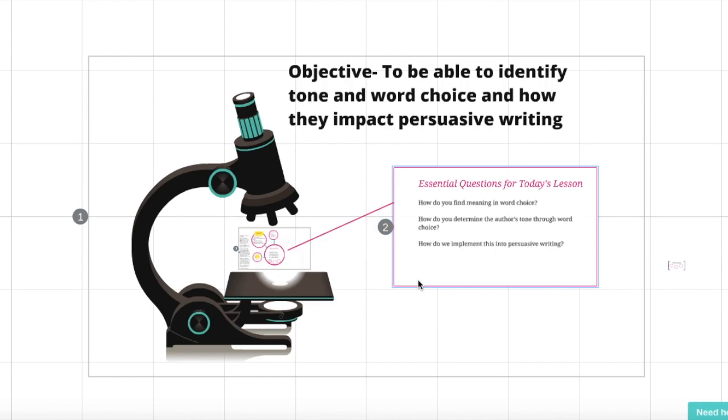So we're going to go over a couple of essential questions. We're going to talk about the definitions of word choice and the definitions of tone, and we're going to look at some examples of how to interpret both tone and word choice and how they impact persuasive writing in general.